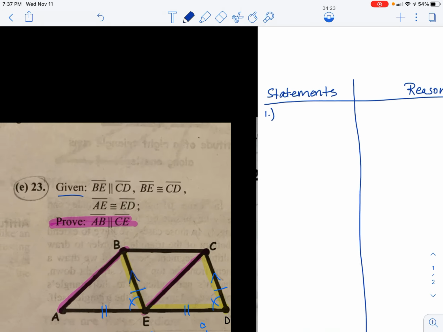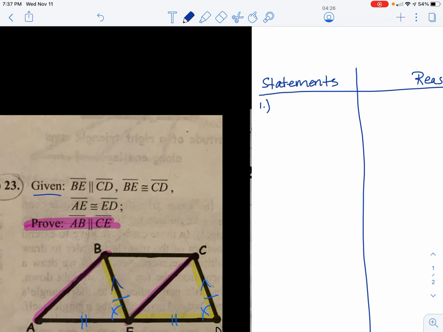So let's go ahead and fill in. I was a bit remiss here. Let's fill in our given information. The first step is just writing exactly what's been given, and that was that BE was parallel to CD. Also that BE is congruent to CD. And there was a third piece of given information, and that is that AE is congruent to ED. And that is simply given information.